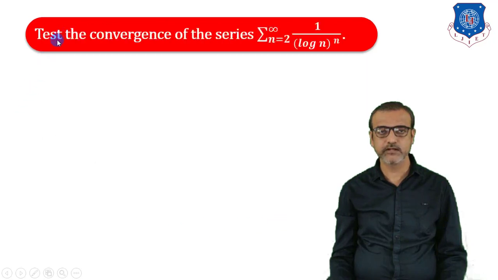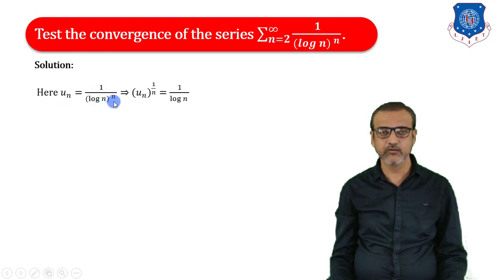Now we will see examples related to Cauchy's root test. Example number 1. Test the convergence of the series sigma n from 2 to infinite, 1 upon log n, the whole raised to n. So here is the solution. Here un equals 1 upon log n the whole raised to n. Now if we find un raised to 1 upon n, we will have 1 upon log n, because 1 raised to 1 upon n is 1, and log n the whole raised to n, with the 1 upon n power, becomes log n.